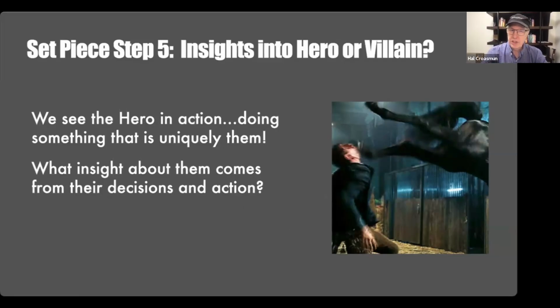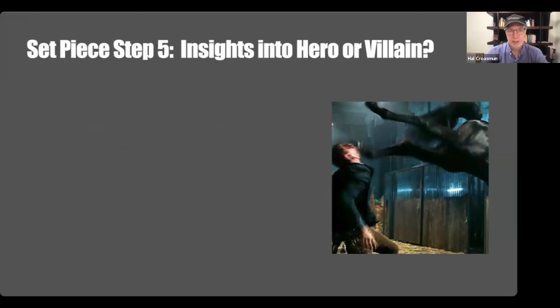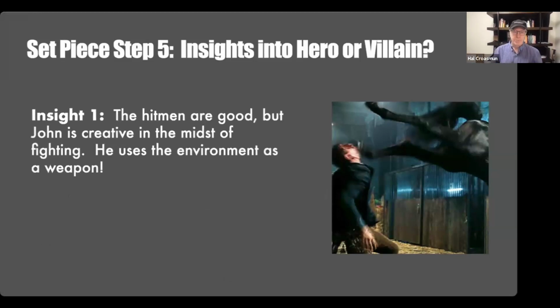So, what are we learning in the midst of this? We've got a character in action, and they're not just in action, they're in extreme action. So, we should be seeing something that tells us something about them, right? And by the way, here's another part. Do they make a moral decision? So, let's take a look. Insight number 1 for John. The hitmen are good. All the hitmen that come after him are highly skilled, right? But John is creative in the midst of the fighting. He is creative under fire. He uses the environment as a weapon. So we saw that right there.